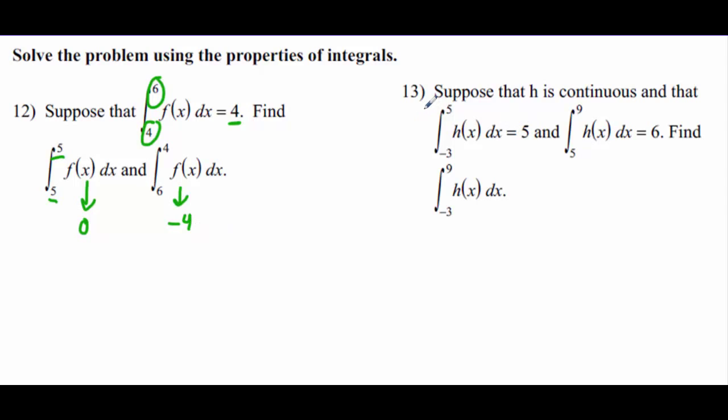Another big property has to do with if we have the same function in two different integrals, and between the two, we're covering a bigger spot. Like this is -3 to 5. This is 5 to 9. Well, if this is a continuous function, that means that together we can get -3 to 9, all the way from where the first one started to where the second one ended. And so we do that by adding them together. So 5 plus 6 equals 11.